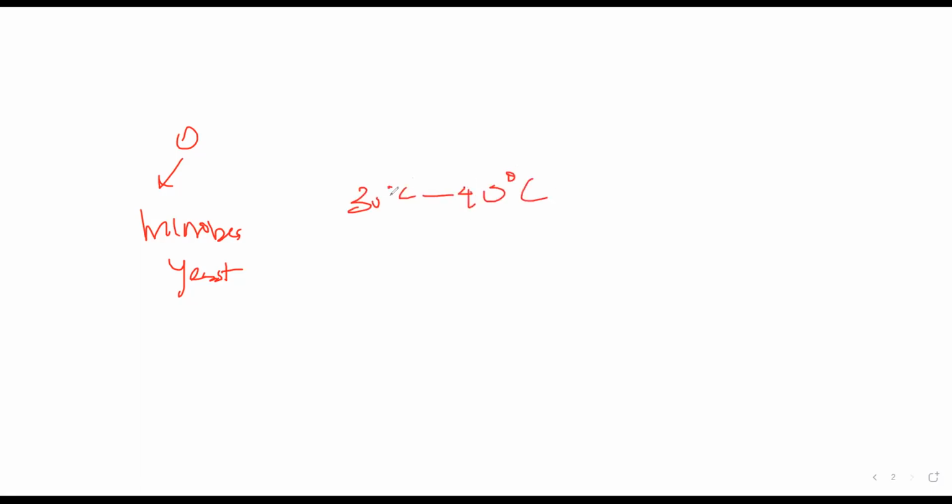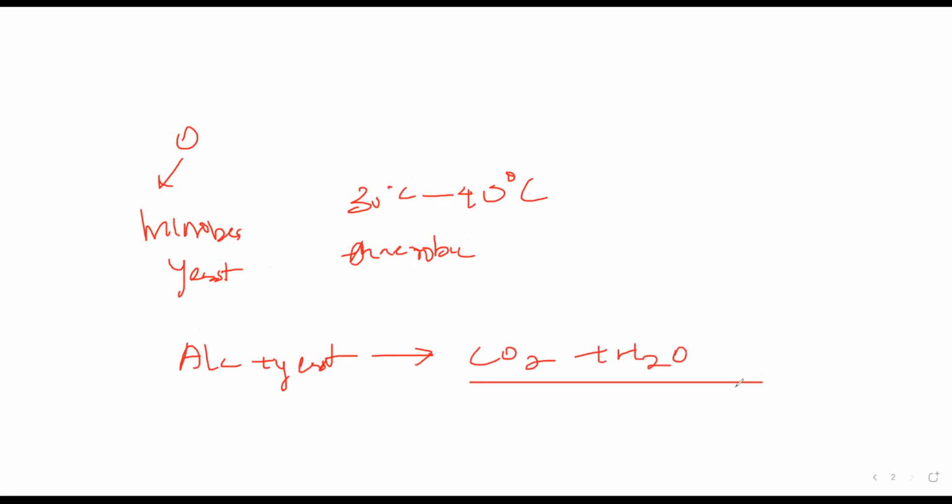The process is called fermentation, right? Gentle fermentation, and it's anaerobic respiration. So it should be in the absence of air and oxygen. Because what will happen if the yeast and the alcohol react in the presence of air? It will be aerobic respiration, so it will produce carbon dioxide and water. We don't need these products, right?